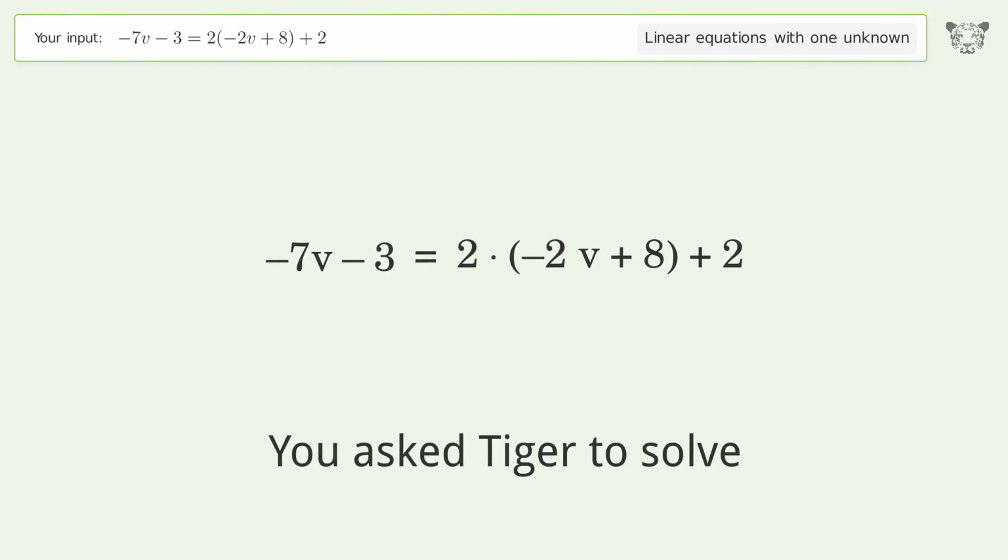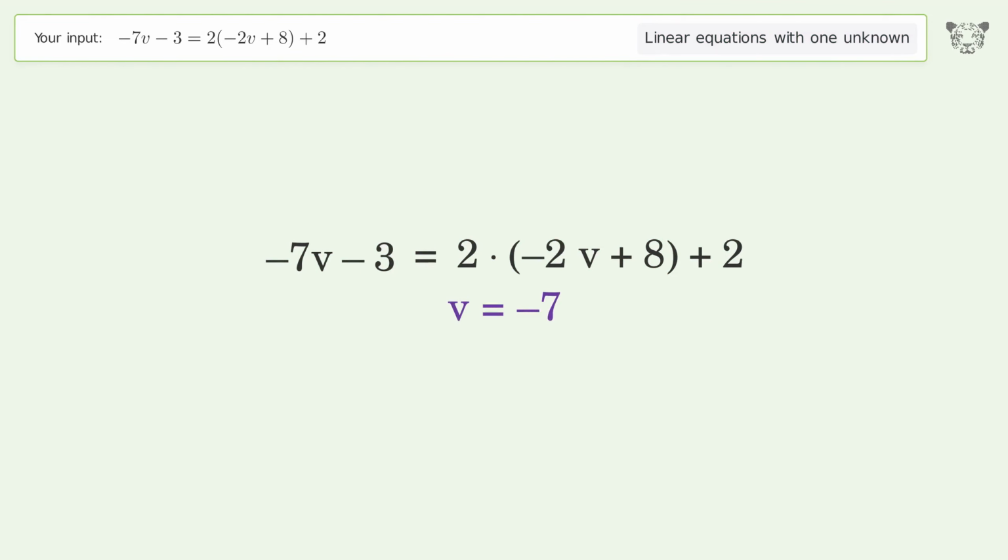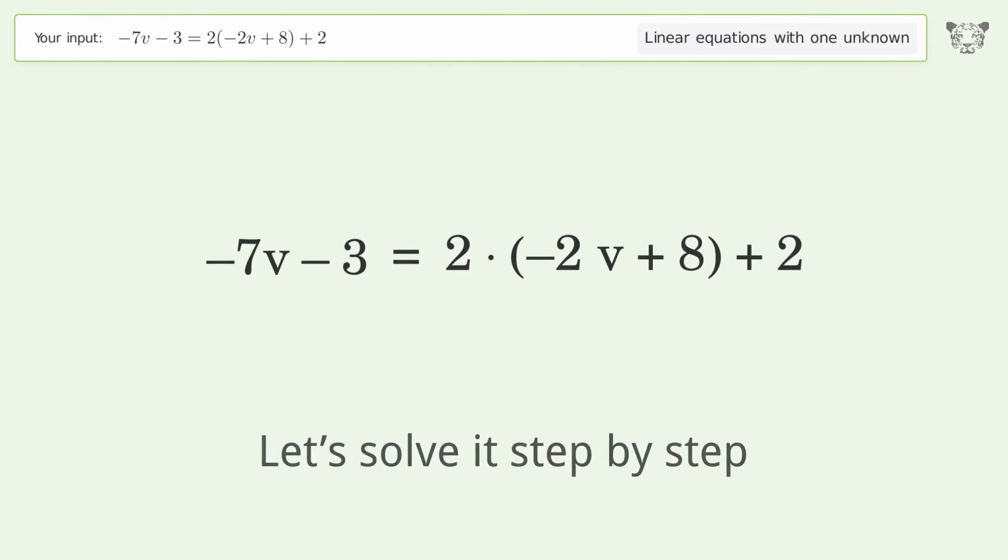You ask Tiger to solve. This deals with linear equations with one unknown. The final result is v equals -7. Let's solve it step by step.